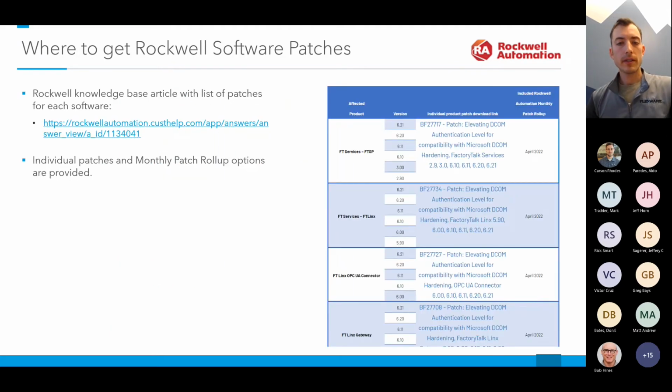So the list of patches is all in one place. They at least have a nice list of all of those affected products and where to get the patch individually. But Rockwell also has a monthly patch roll-up, which is nice, so you can get all of the updates in a patch roll-up. Well, I should say most of them. Some of them are not included in the patch roll-up for various reasons, and you can get them directly from that link.